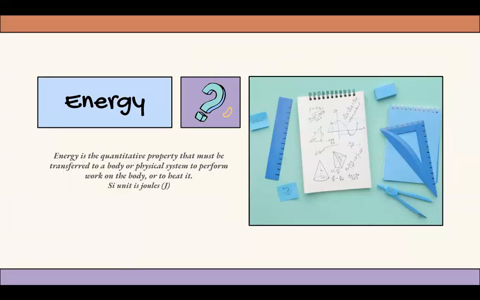Energy is the ability to do work. Energy cannot be destroyed or created, but it can be transformed. Energy has two kinds, kinetic and potential energy, and its SI unit is the joule, J.